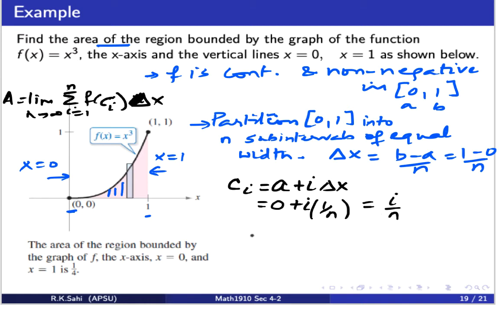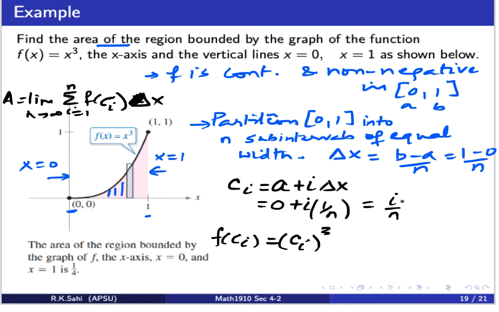Now we have to find f of c_i. Remember, the formula has f of c_i. What's my function? f of x is x cubed. So f of c_i is simply c_i cubed. Do you see that over here?